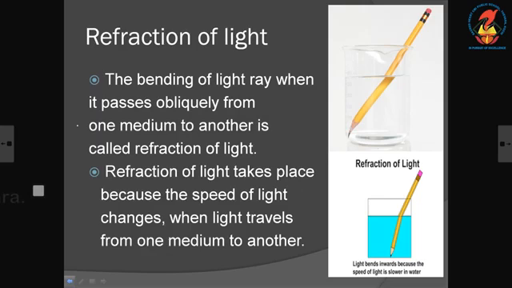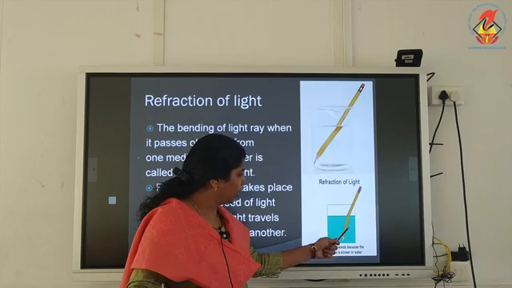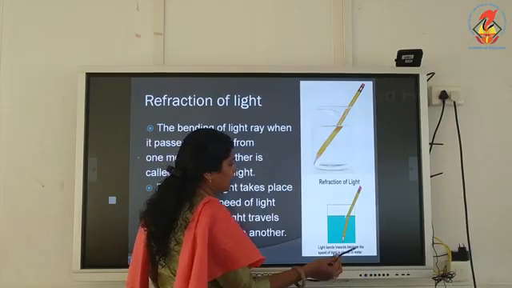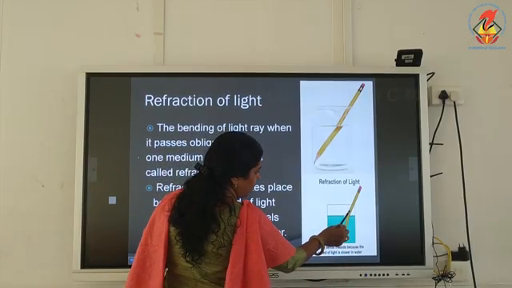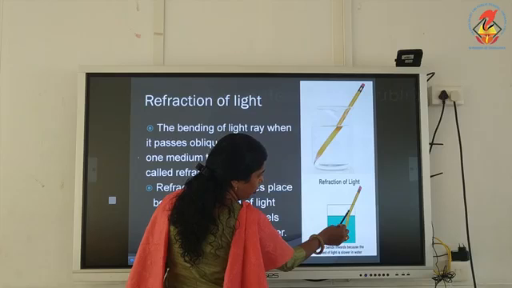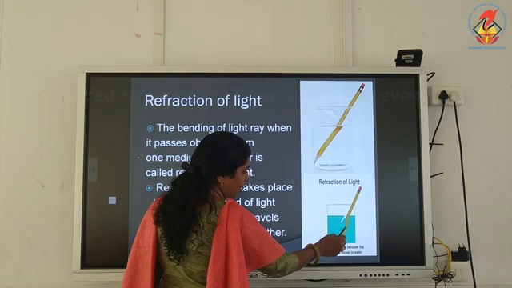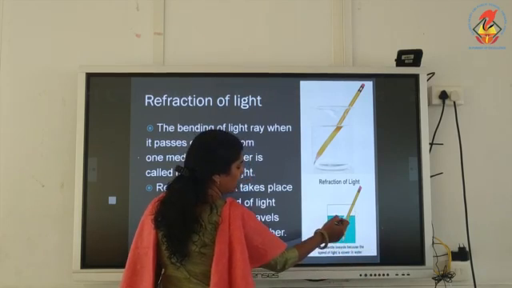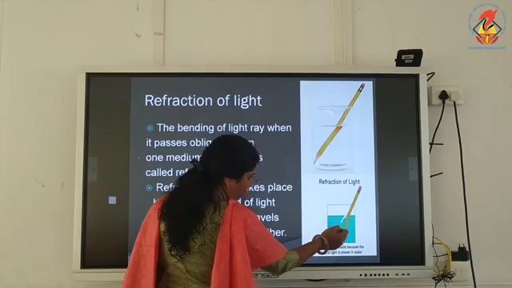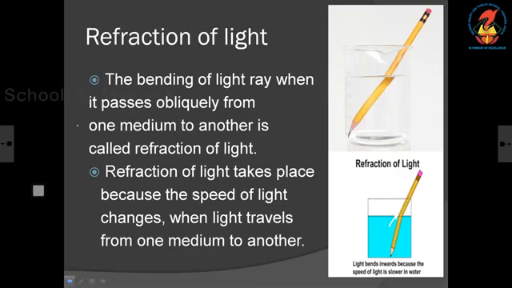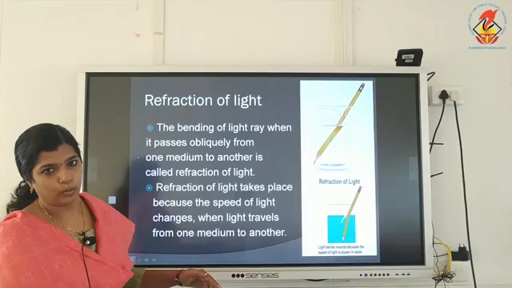Light bends inwards because the speed of light is slower in water. Here also you can see a bending. Otherwise, if it is not immersed in water, it will look straight. If I place a pencil here, it will look the same way. There is no bending. If water is there, then it will bend because the speed of light in water is less when we compare it with that of air, because the light travels from air to water.